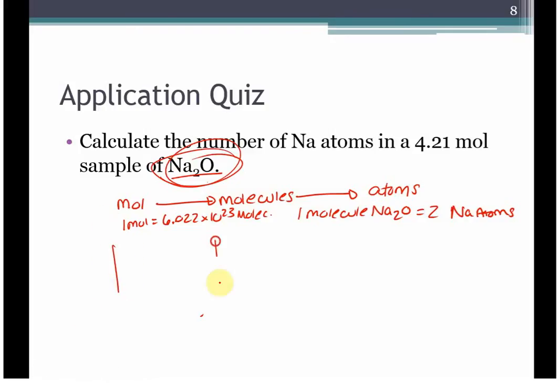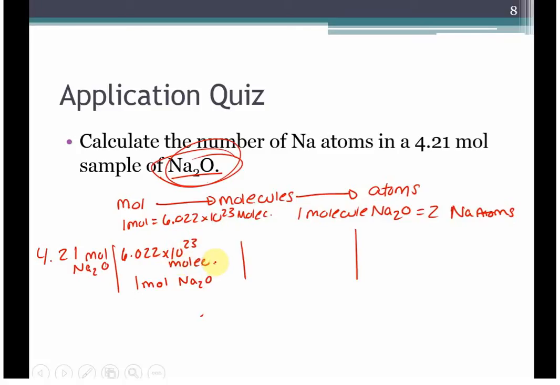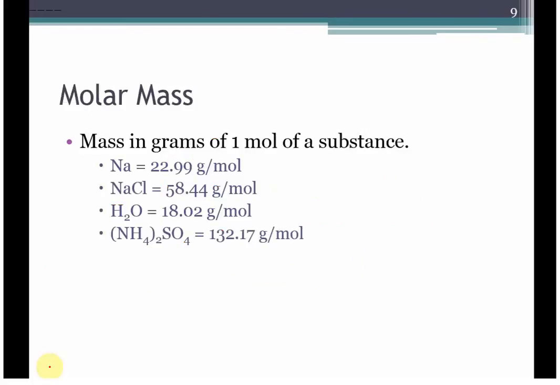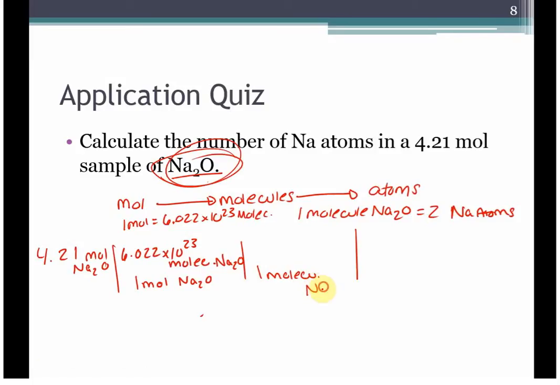We have two steps, so I need two sets of columns. We're going to start with the 4.21 moles of Na2O. It's important to write all of your units. The whole unit is moles of Na2O, not just moles. We know that every time we have one mole of Na2O, we get 6.022 times 10 to the 23rd molecules. I'm going to abbreviate it with a C so that it's clear that it's not moles, Na2O. And then every time we have one molecule of Na2O, we get two atoms of Na.